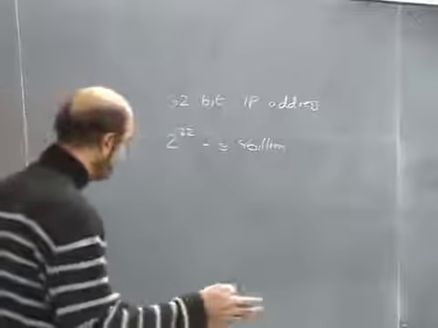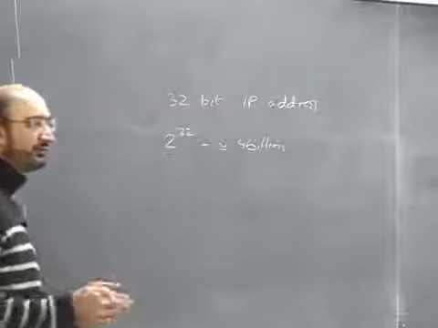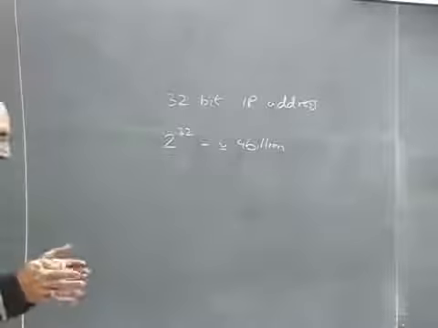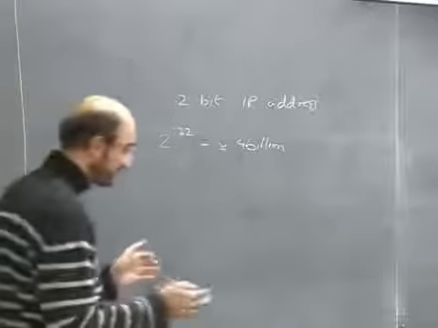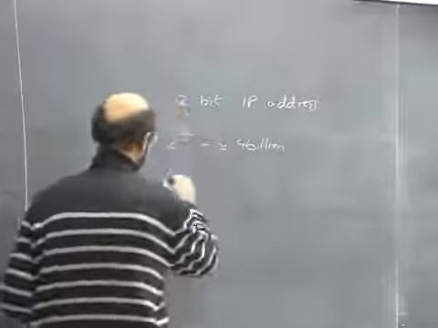So what we're going to do is use the notion of subnets and networks and geographical allocation of IP addresses to do something called aggregation.